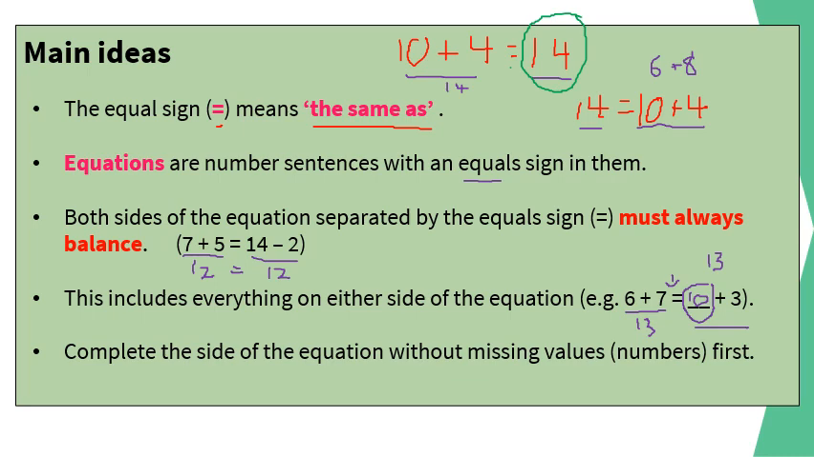And lastly, while we're doing missing values, complete the side of the equation without the missing value or numbers first. So in this case of 6 plus 7 equals something plus 3, I do the 6 plus 7 first, and that will help me figure out what is the missing value on this side here.